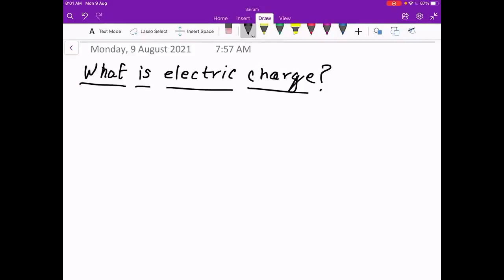Mass is responsible for gravitational attraction between matter particles, whereas electric charge is responsible for electrostatic attraction and repulsion between matter particles. That's the only difference, and the numerical values are different. We'll see all the mathematics behind it in a while. Okay.